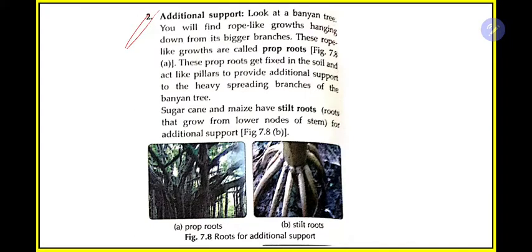So these roots, there are some modified roots which give additional support to plants. For example, if you look at this photo, if this is not clear, you can look in your book also. In this photo you will find that from the banyan tree, some roots are hanging and they have been attached to the soil. The function of this root is to give additional support to the plant.